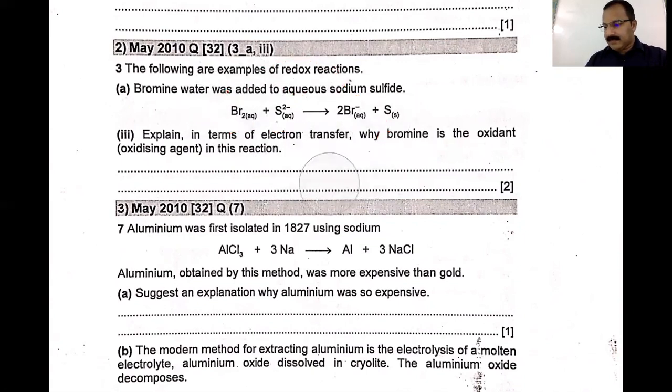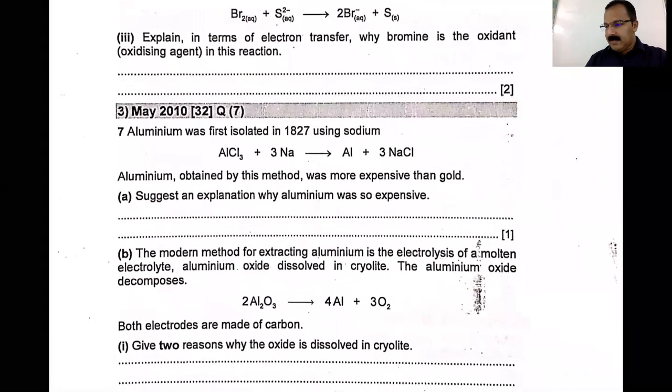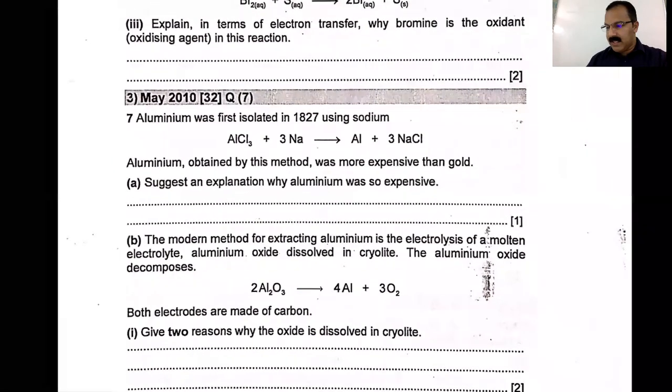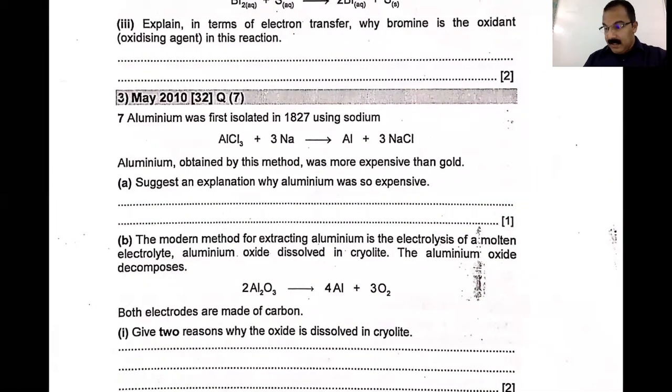Okay. Next question. Aluminum was first isolated in 1827 using sodium. Suggest an explanation why aluminum was very expensive. Then you see aluminum was extracted using sodium. Of course, sodium was very reactive, and being very reactive, isolation was more difficult. Sodium was very expensive.